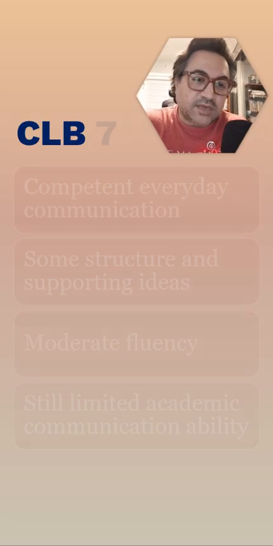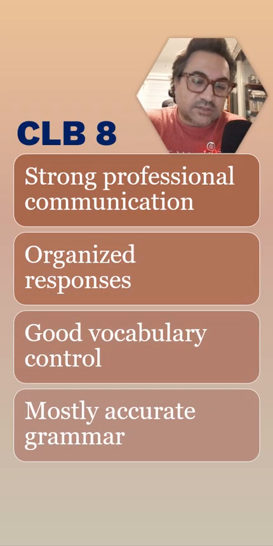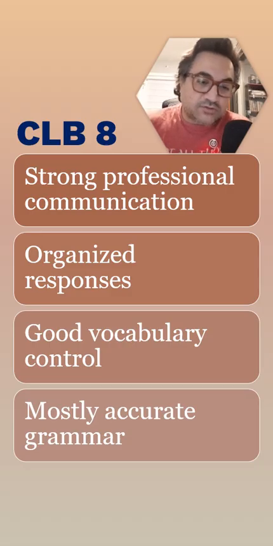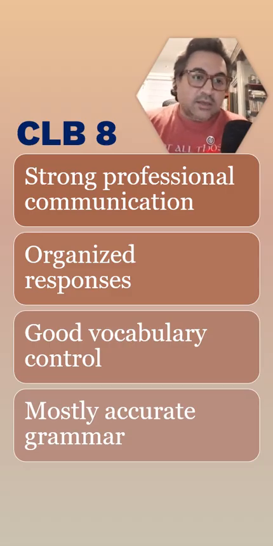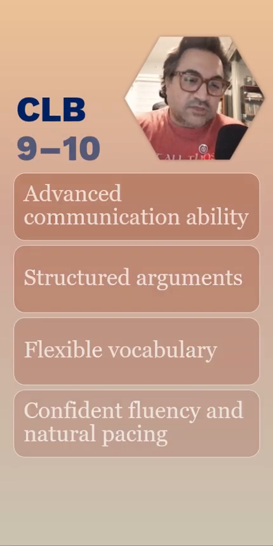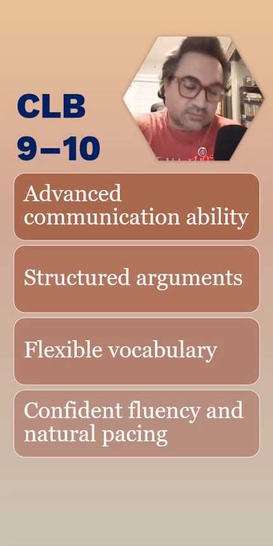Now, CLB 8 has strong professional communication. So you can do a job really well. The responses are organized, good control of vocabulary, and grammar is mostly accurate. So most of your sentences are correct. And CLB 9-10, the communication ability is advanced, arguments are structured, vocabulary is highly flexible, and you just sound confident and natural.